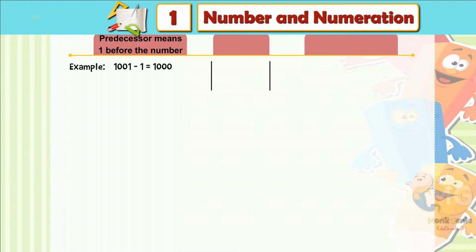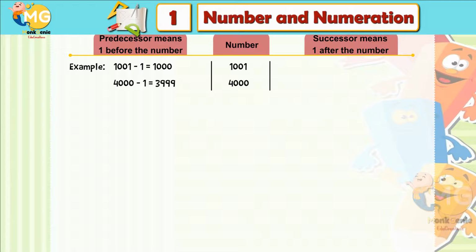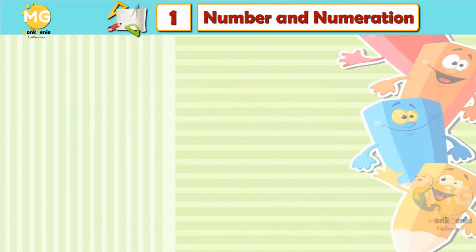Example, 1001 minus 1 is equal to 1000. 4000 minus 1 is equal to 3999. Number 1001, 4000. Successor means one after the number. 1001 plus 1 is equal to 1002. 4000 plus 1 is equal to 4001.